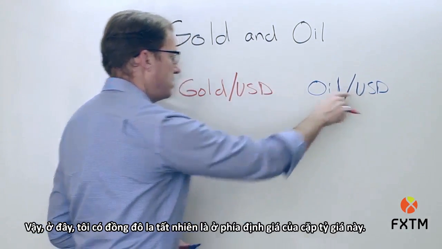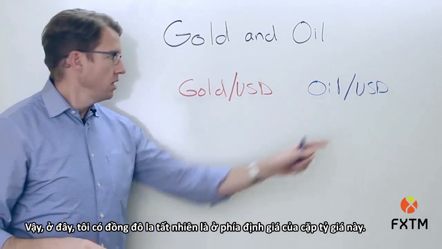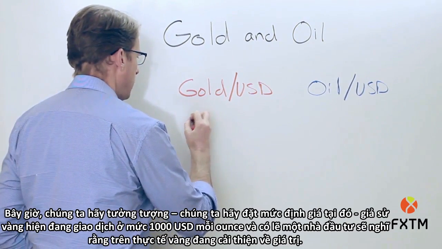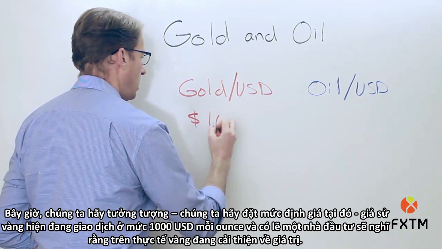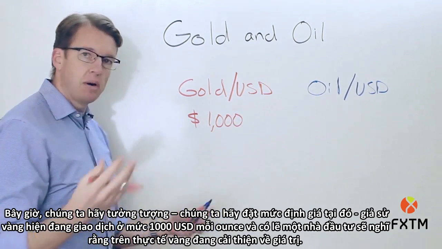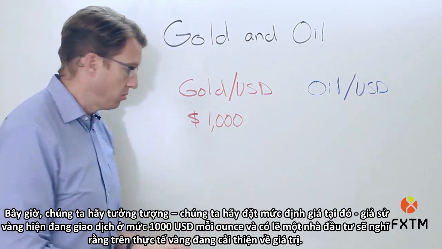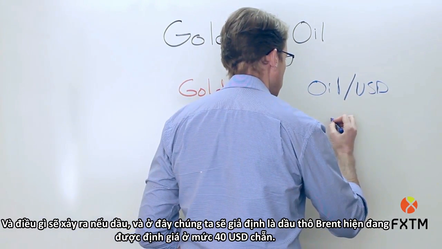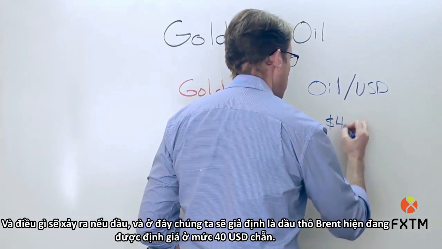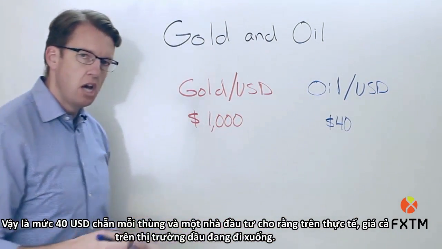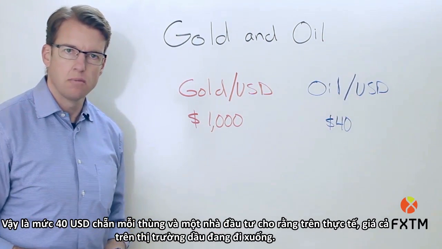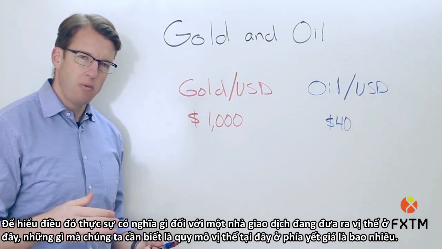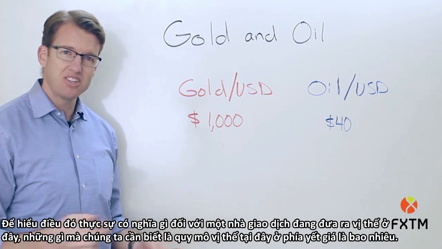So here I have the dollar, of course, over on the quote side of this pair. Now let's imagine, so let's put a quote up there, that gold is currently trading for $1,000 an ounce, and perhaps an investor thinks that gold is actually going to improve in value. And what if oil, and here we'll say Brent crude, is currently priced at $40 even per barrel, and an investor thinks that prices in the oil market are actually going to go down.